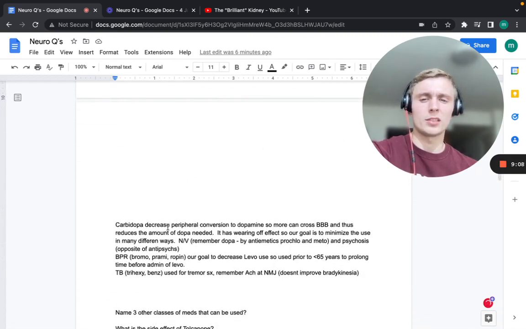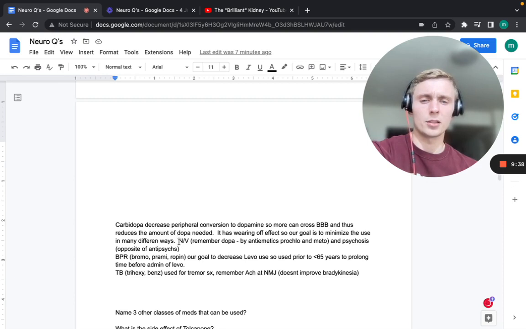So carbidopa decreases the peripheral conversion to dopamine, so more can cross the blood-brain barrier and less is converted outside and wasted in the systemic circulation. And this also reduces the amount of dopamine needed. So importantly to know, carbidopa levodopa has a wearing off effect. So our goal is to minimize the use of it in many different ways. And this is why we have all these other medications, so if they start to develop Parkinson's early, we can potentially start them on other medications to preserve this wearing off period.